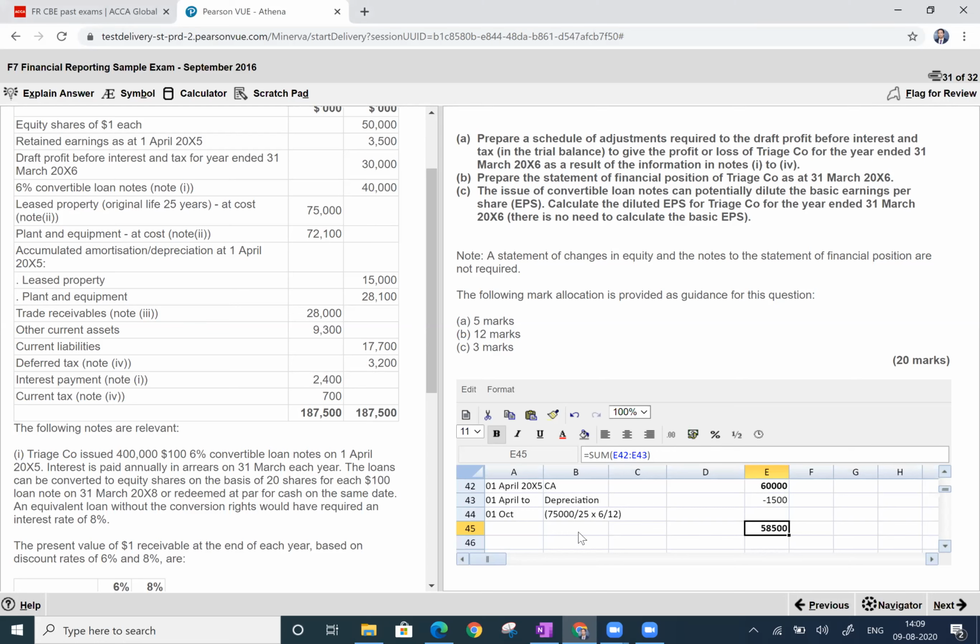So what have we found? We have found the carrying amount as on 1st October 20x5. Clear? So the carrying amount as on 1st October 20x5 is 58,500. I'll wait for a minute so that all the students can write this down. Then I will go and calculate the revaluation surplus as well.